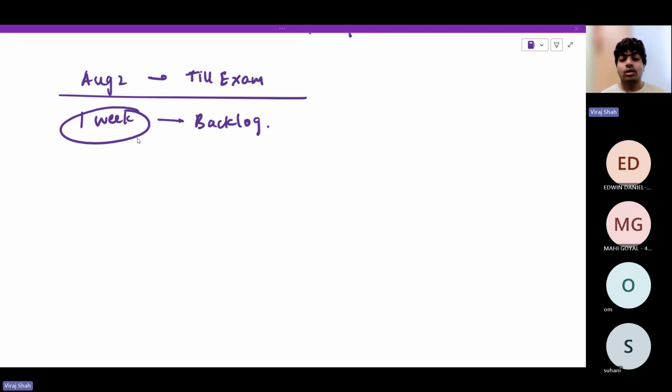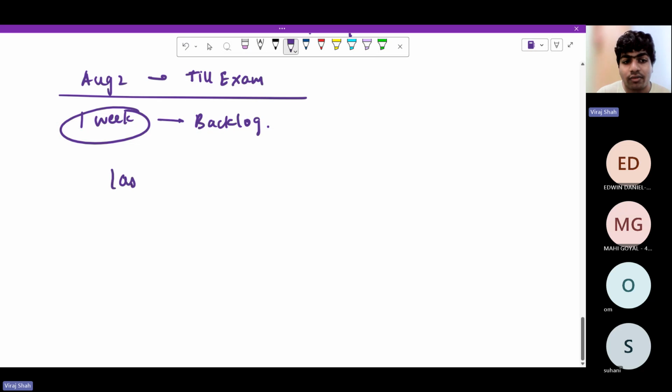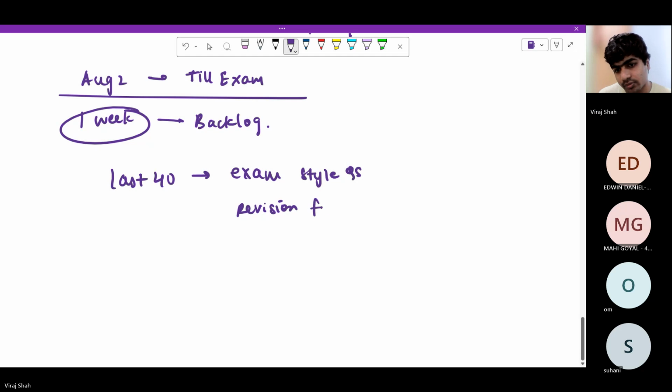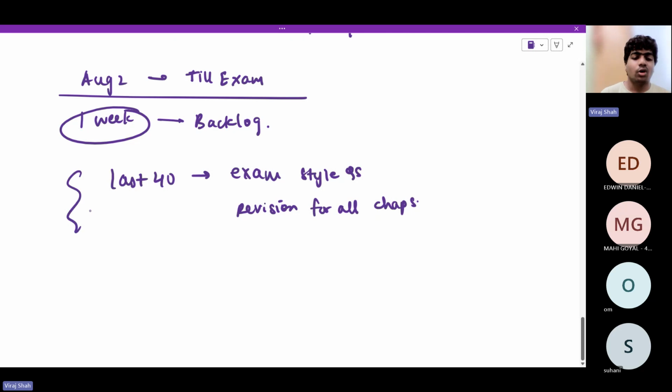Okay. So that revision session is what we are going to plan in the last 40 days, where we practice exam style questions and we also do your revision for all the chapters. So if you don't complete your portion by 1st of August, this revision will be of no use for you because you're still following the chapters only and the revision part goes away.